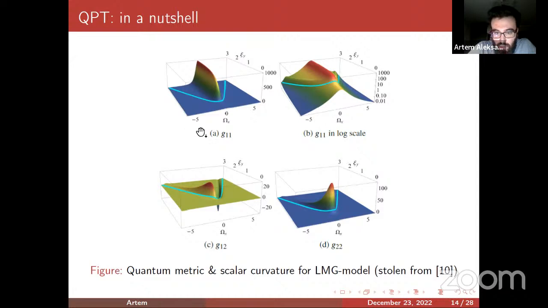On this slide you can see simply the plots of the quantum metric for the Lipkin-Meshkov-Glick model. And here omega and psi are some parameters of this model.